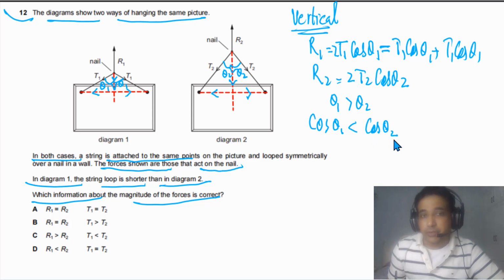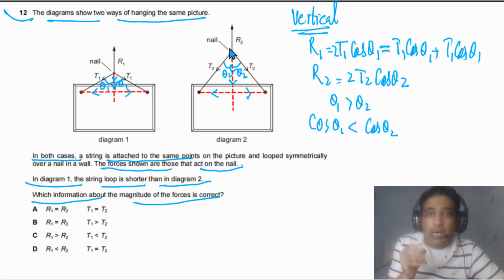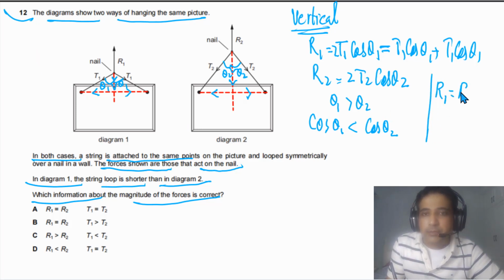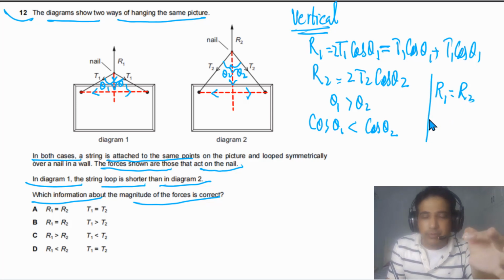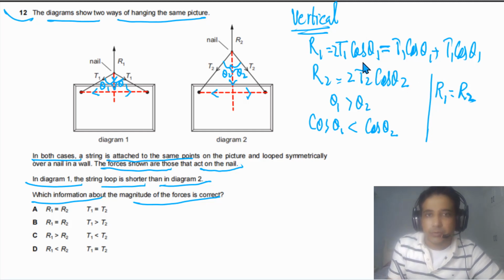So now we have to compare tension, but before we compare tension we need to consider R1 and R2. R1 has to be equal to R2, so simply I can write on here, this one has to be equal to R2 because the same picture and same force of gravity is acting vertically downward. So in this case R1 is equal to R2. If R1 is equal to R2, so we can write down 2T1 cosine of theta 1 has to be equal to 2T2 cosine of theta 2.